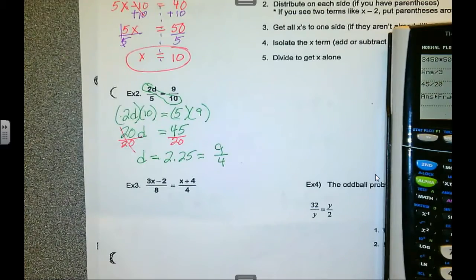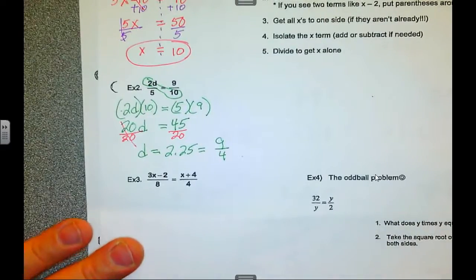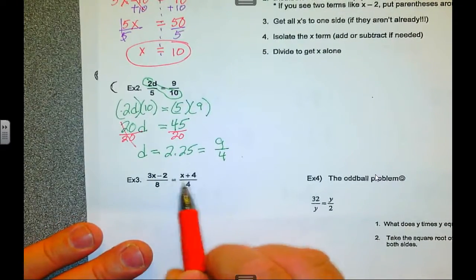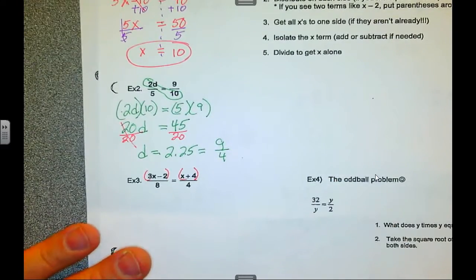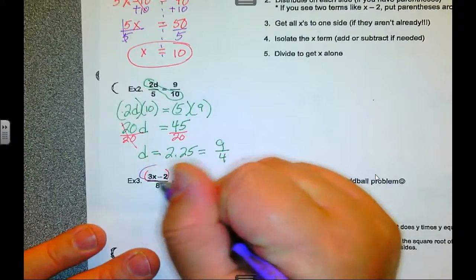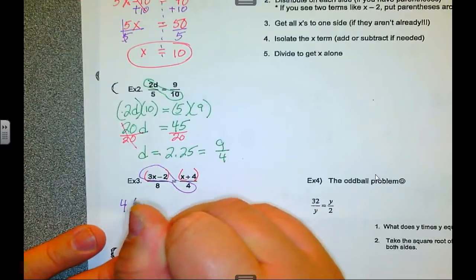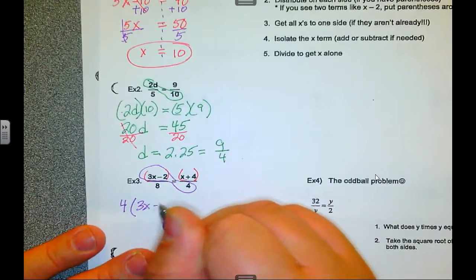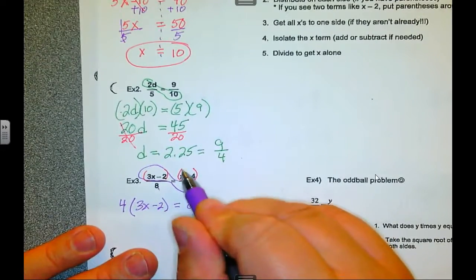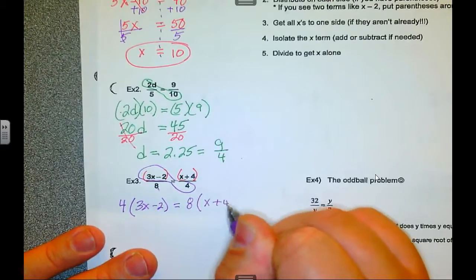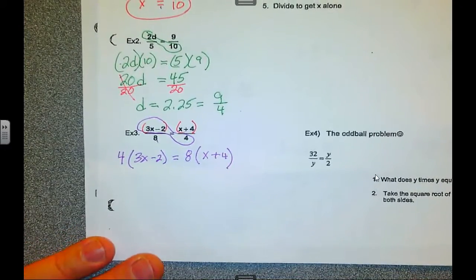And the last one I'm doing. Again, I see more than one term in the numerators. I'm going to go ahead and put parentheses around there so I don't make mistakes. Four times the quantity 3x minus 2 equals 8 times the quantity x plus 4. Now I have to distribute on both sides.